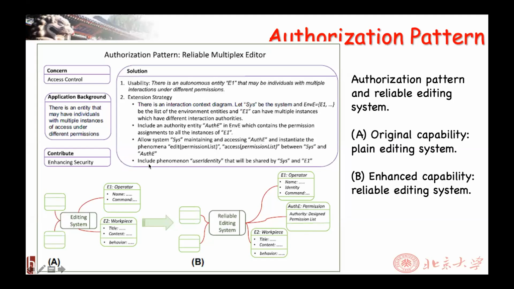And the final point is to include a phenomenal user identity that will be shared by E1. When the operator wants to operate the reliable editing system, the system needs to first get the operator's identity. So this is a new included one. With these strategies, we get a reliable editing system. We change the plain editing system into a reliable editing system. This is how to use this pattern.